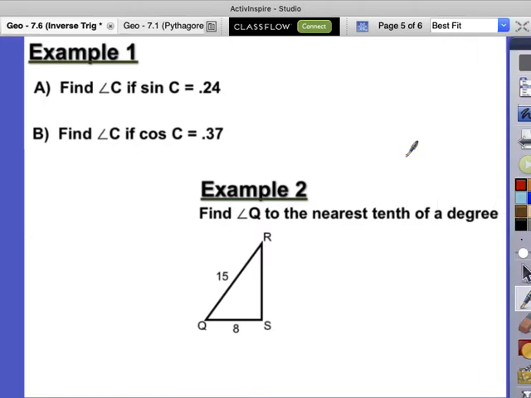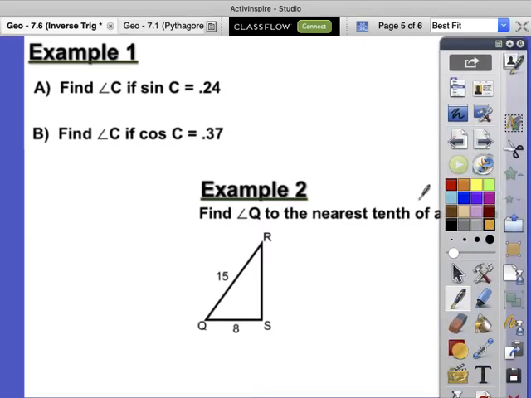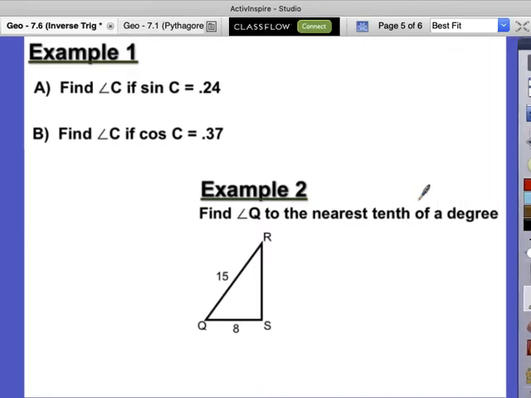So, in example 1, we're going to find angle C if sine of angle C is equal to 0.24. So, we're currently taking the sine of angle C. How do I get angle C by itself? How do I undo sine? Inverse sine. I take the inverse sine of both sides.